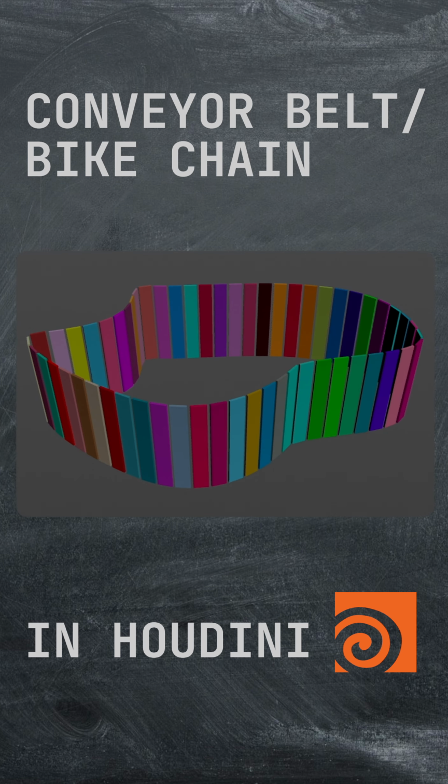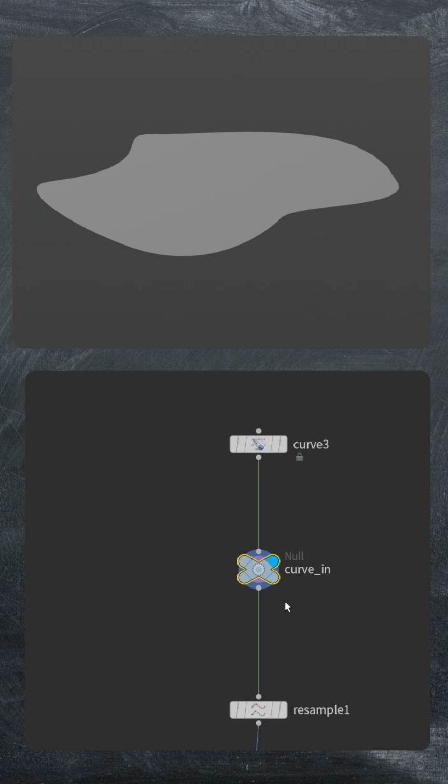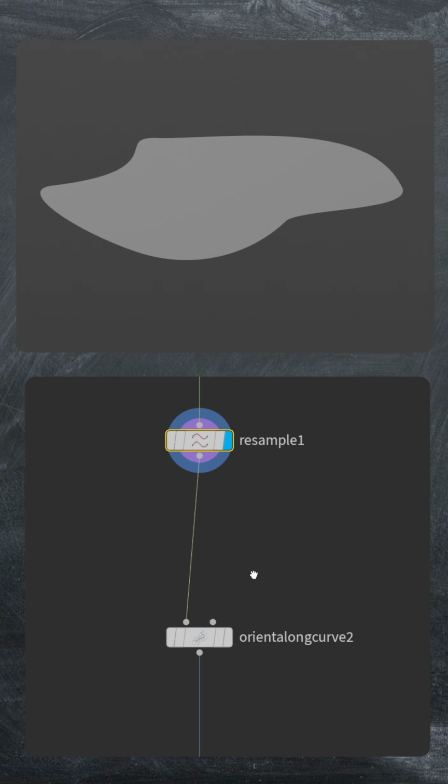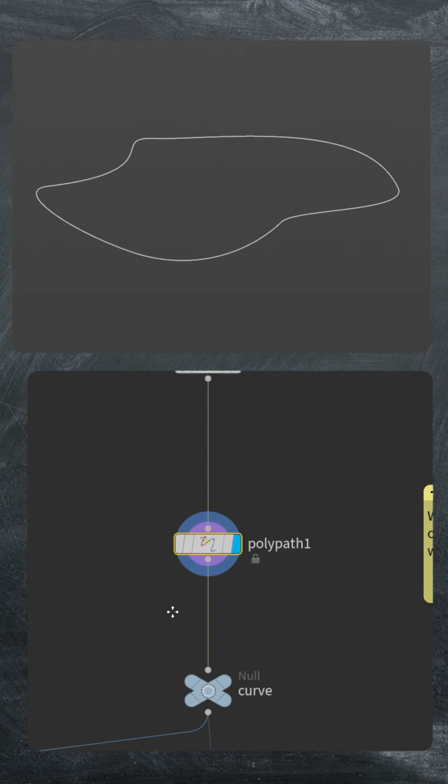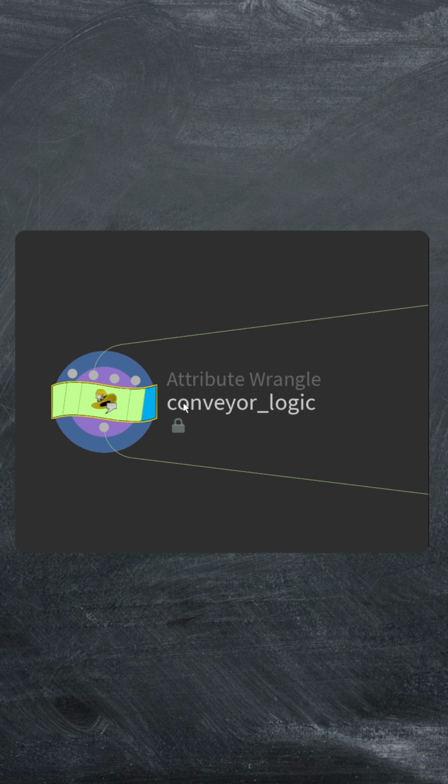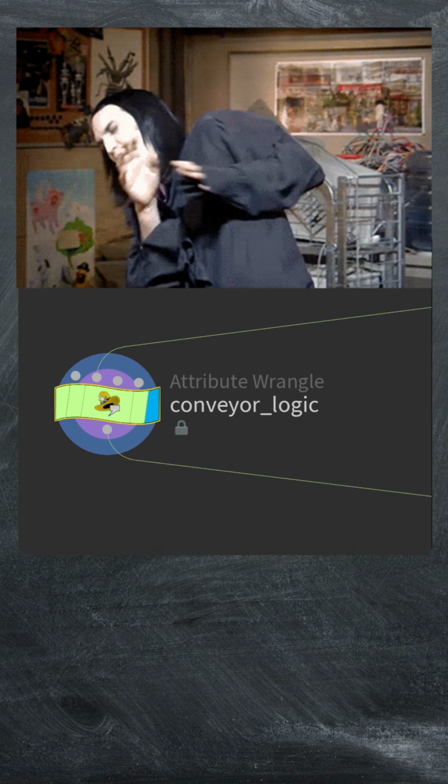Here is a setup for conveyor belts or bike chains. First, make a curve, resample, apply some handy normals, and make sure the curve is an open-ended curve and not closed.